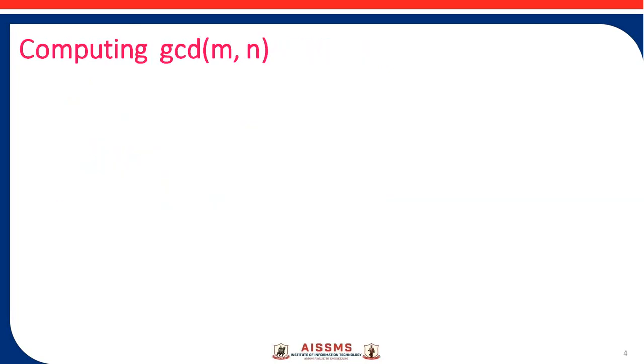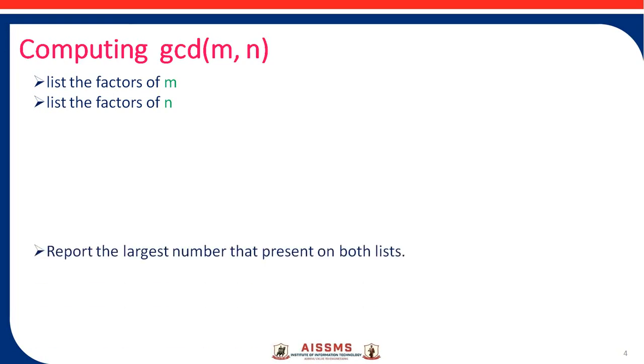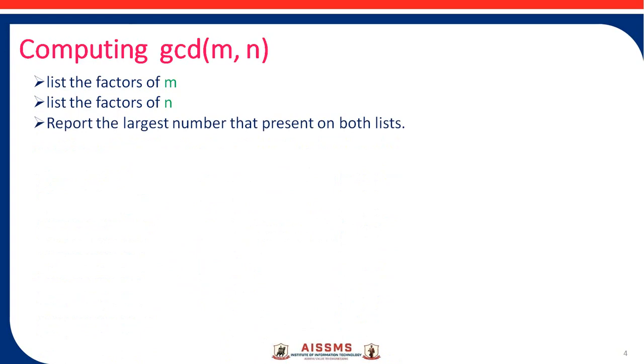Next, we will see what are the different computational steps you have to follow when you are computing the GCD of any two numbers M and N. In the first step, we have to list the factors of M. Then we have to list the factors of N, and after calculating the factors of both numbers, we have to find the largest number that is present on both lists, and this largest number is our GCD of M and N.